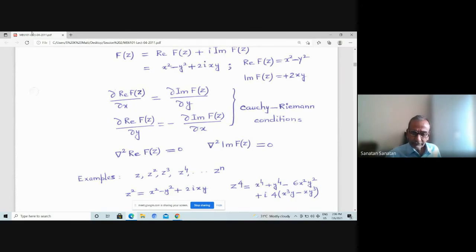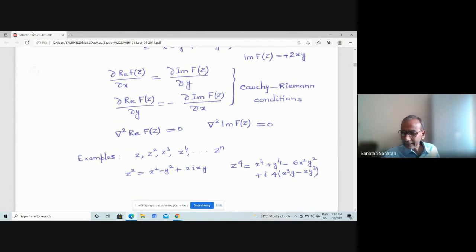As examples, these analytic functions can be easily written using terms like z, z square, z cube, z4, z to the power n, and exponential functions in terms of z. They are all analytic functions. So therefore, you can write analytic functions very easily, and it is convenient to write the stress functions involving these functions.